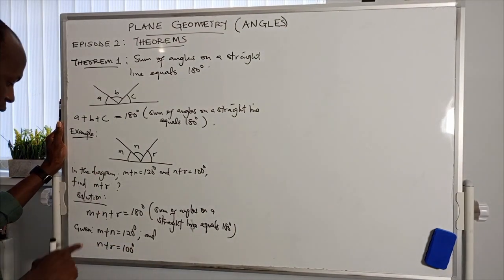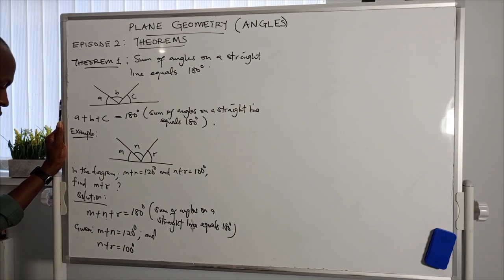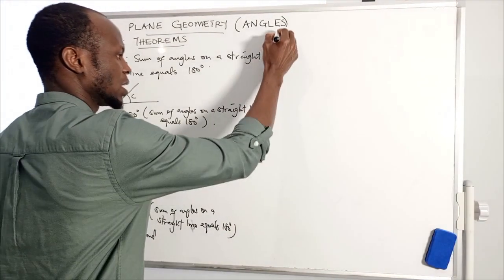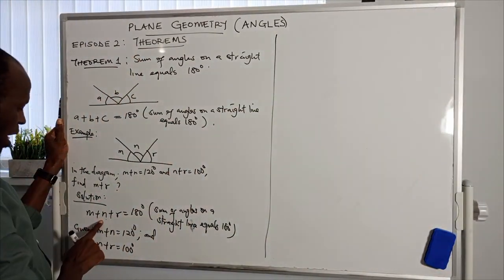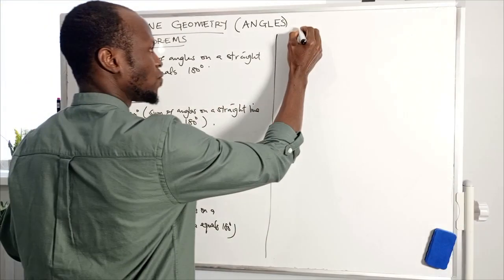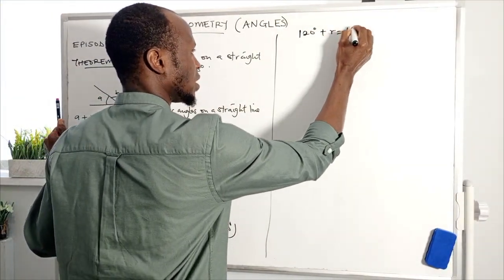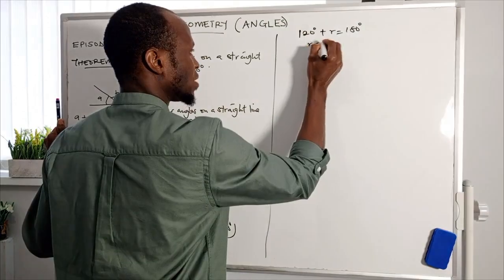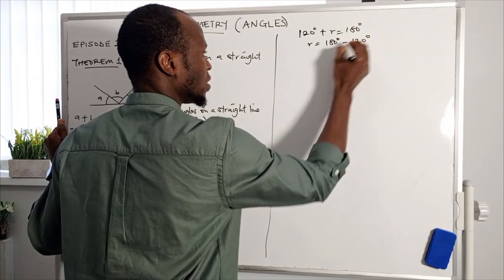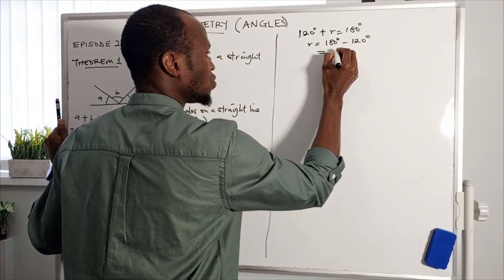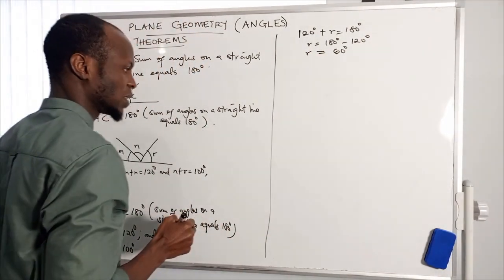So let's start. If I substitute my M plus N into this equation, which is 120, I will have 120 degrees plus R equals 180 degrees. So my R equals 180 degrees minus 120 degrees, which is equivalent to 60 degrees. That shows my R equals 60 degrees.